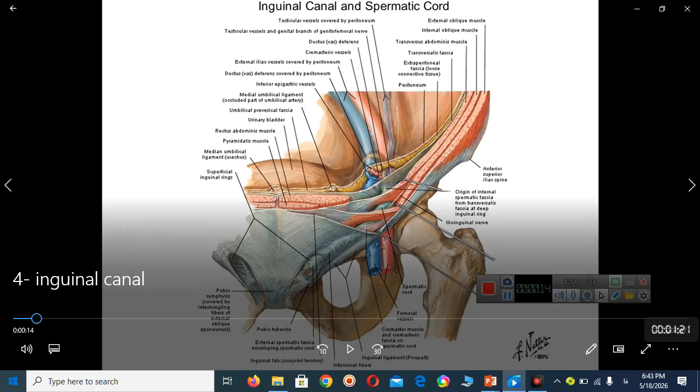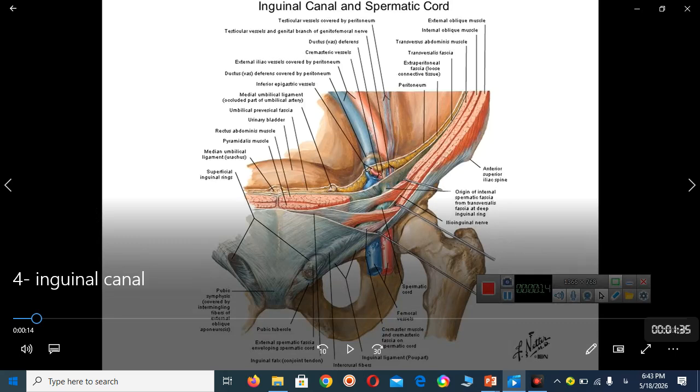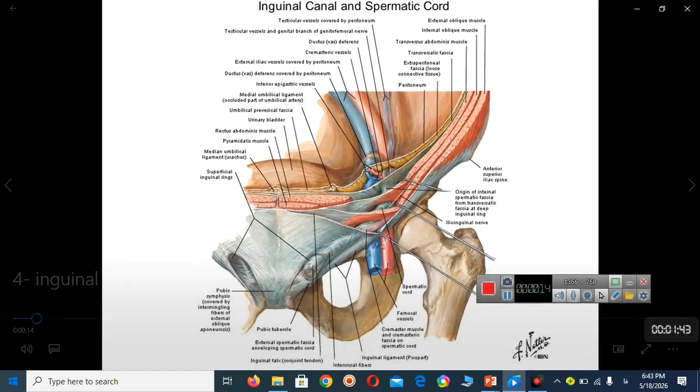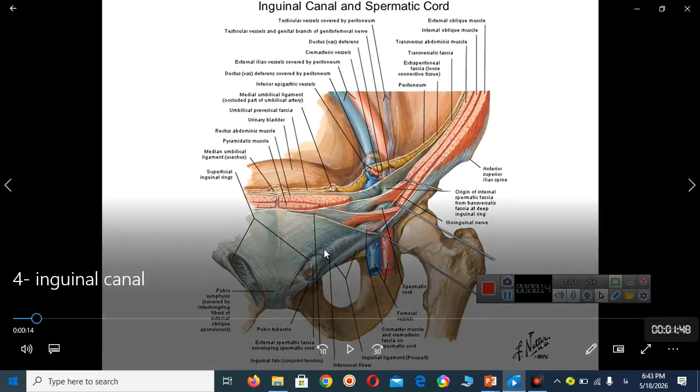The posterior wall is very weak. When this muscle is very weak, the small intestines push the fascia transversalis and parietal peritoneum into the inguinal canal. This is named direct inguinal hernia. But in the indirect inguinal hernia, we have a defect in the fetus. I will speak about this after the direct.